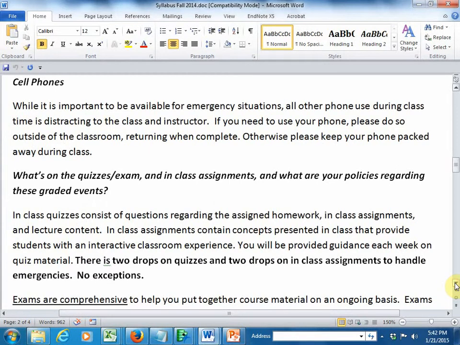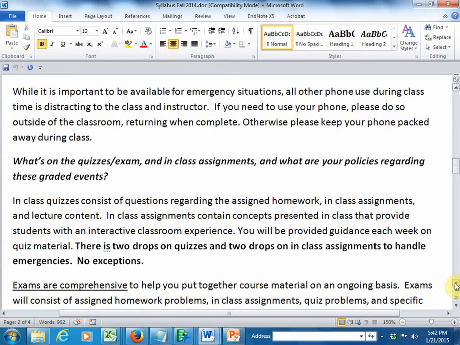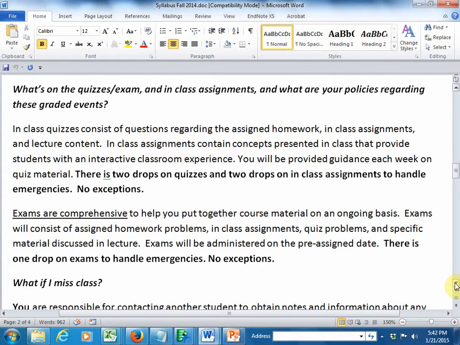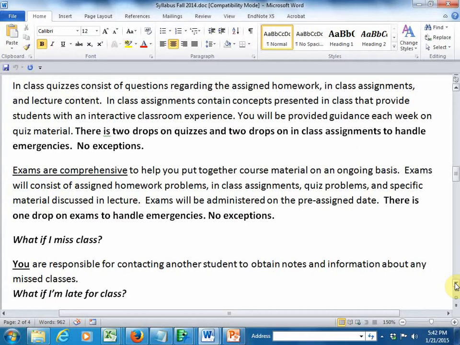Graded events: 2 drops on quizzes, 2 drops on in-class assignments to handle emergencies. We generally don't have a lot of those in graduate courses, so I think that more than enough gives you the cushion that you need. And exams are comprehensive, like I already mentioned. This is outdated. This is something I want to delete.